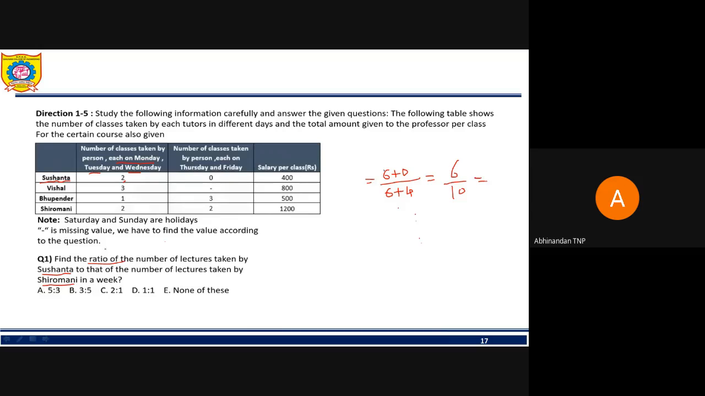So how many lectures have Sushanta and Shiromani conducted? 6 and 10. So what is given to you? The ratio. The number of lectures taken is asked in the form of a ratio. So it is 3:5. 3:5 is the right answer. Option B is correct. Okay. Go for next.